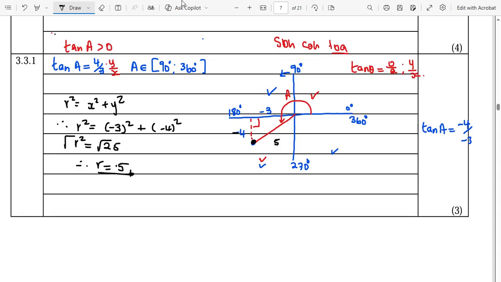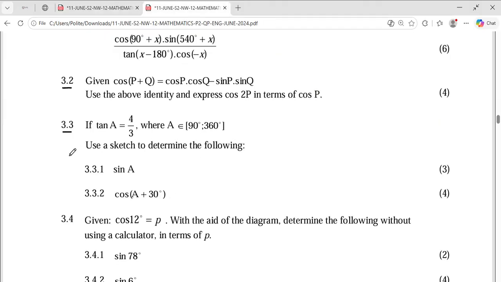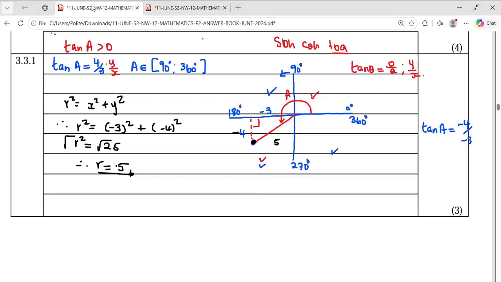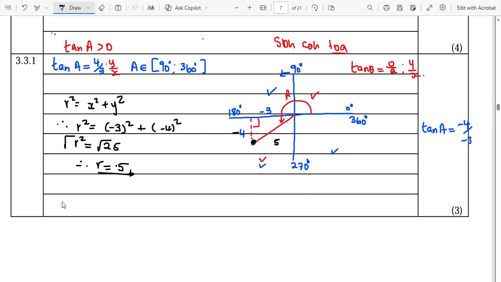Let's go back and see what the question is saying. Use the diagram to determine the following: sin A. Now we can find sin A. What will be sin A? Sin is opposite over hypotenuse. My opposite is the y value, which is minus 4, over the hypotenuse, which is 5. That's sin A. It's minus 4 over 5.